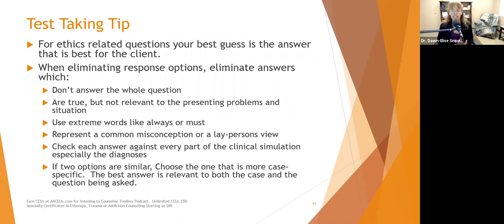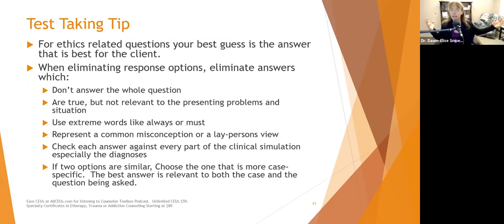If the answer represents a common misconception or a layperson's view of things, not what our clinical knowledge informs us of, then you can generally eliminate that. You want to make sure to check each answer against every part of the clinical simulation, especially the diagnoses. And if two options are similar, choose the one that's more case specific and make sure that that answer is relevant in general to both the case and the question being asked.